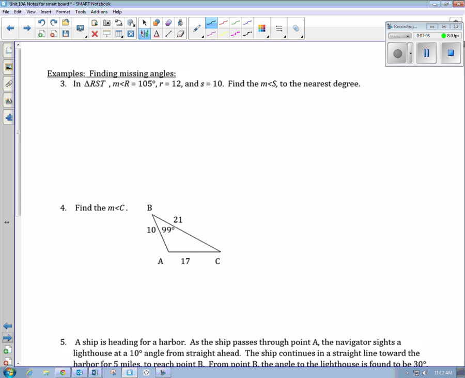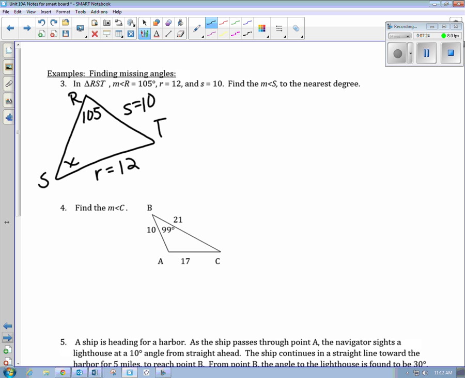In question number 3, they've named the triangle for us, so it's triangle RST. Angle R is 105, side R is 12, side S is 10, and they want us to find the measure of angle S. So you can put an X on it, or if you want, you can just do angle S when you're working through this. So in this case, I'm comparing this angle and this side, the ones across from each other, and this angle and this side, the ones across from each other.